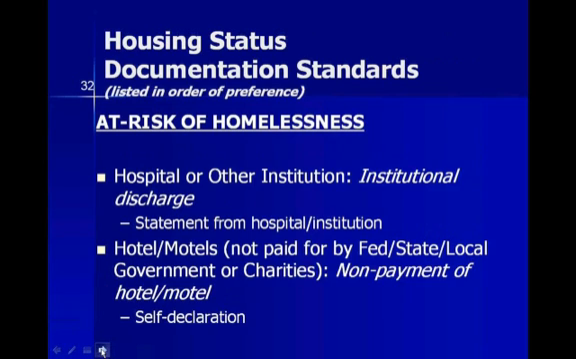or local government or charities, in other words, if they're not in a hotel or motel by virtue of a voucher being paid for by third parties, their own resources that's paying for it, then a self-declaration would be an acceptable type of documentation. And here again, the household has to be literally at the end of their resources. They're at risk of losing all housing, even temporary housing that they're paying for out of their own pocket by virtue of a hotel or motel, because they're now out of resources and they have no other assistance to tap into.